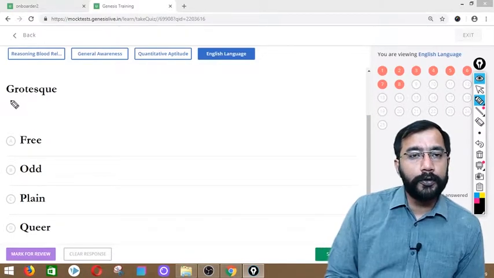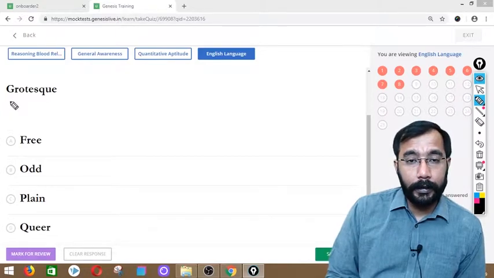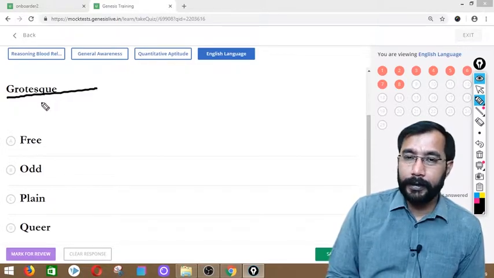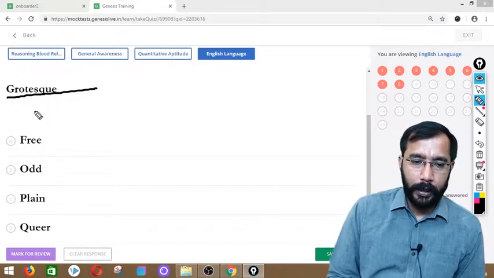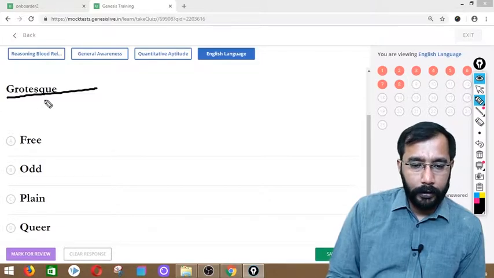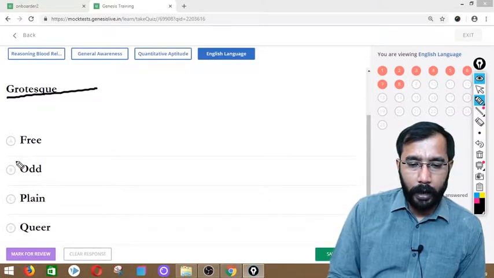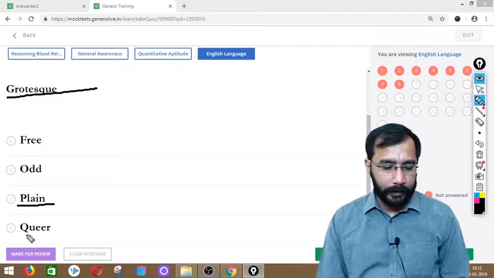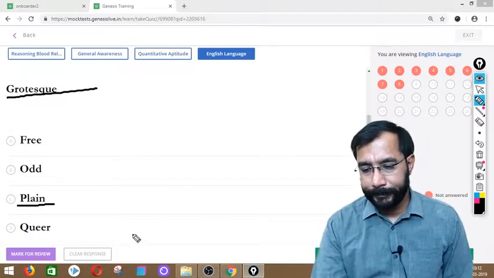We are supposed to find the antonym or the opposite meaning of the next word, which is grotesque. Grotesque means something which is grandiose, which is out of the ordinary. The only word which talks about something being out of the ordinary over here is plain. So the antonym for grotesque is plain.